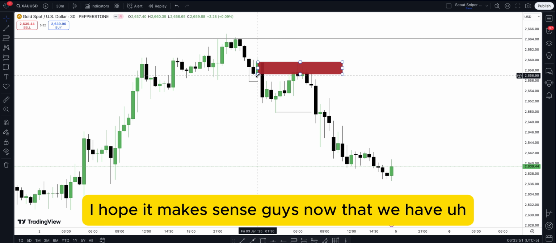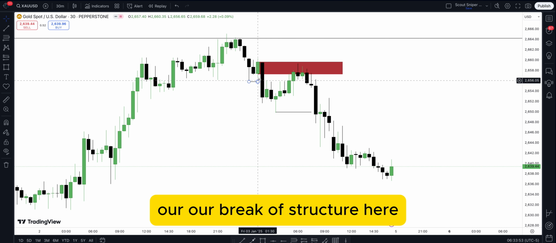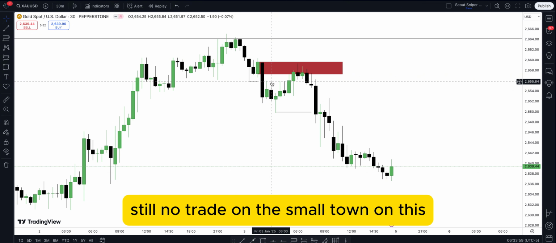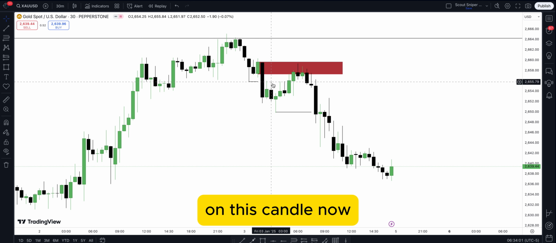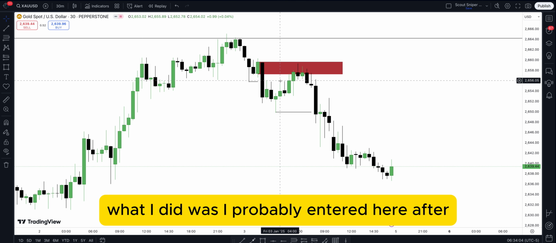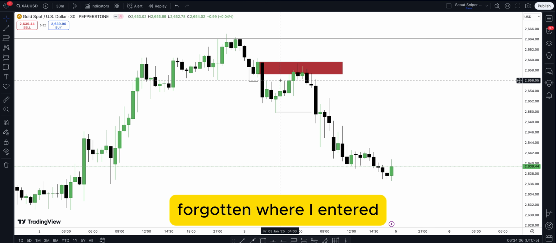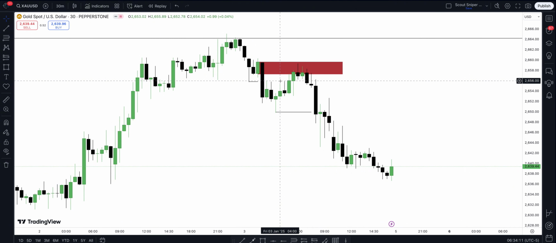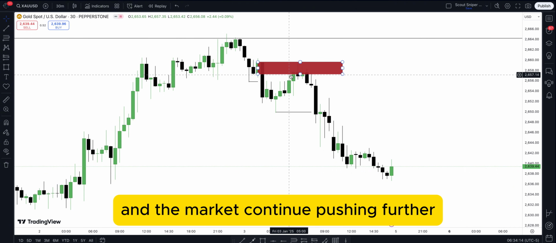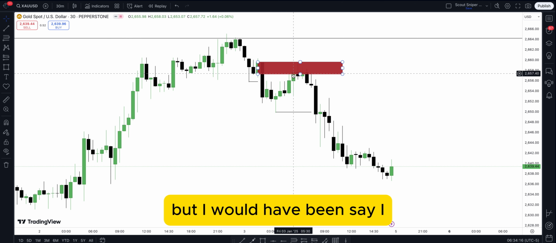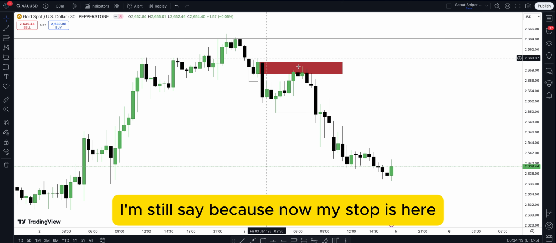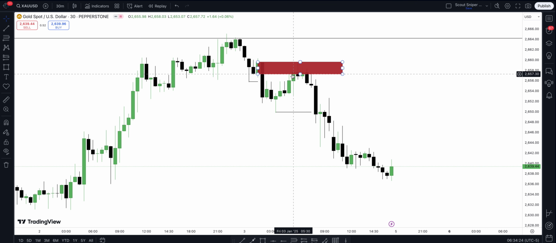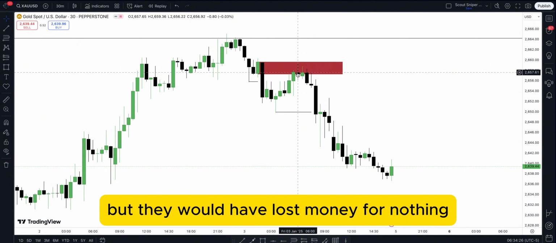Now that we have our break of structure here and our fair value gap coupled with the order block, still no trade on this candle. Now what I did was I probably entered here. I've forgotten where I entered, but I think it's on this candle. So I opened 2 trades and the market continued pushing further, but I would have been safe. I'm still safe because now my stop is here. Some people would have been terrified and closed their trades, but they would have lost money for nothing.